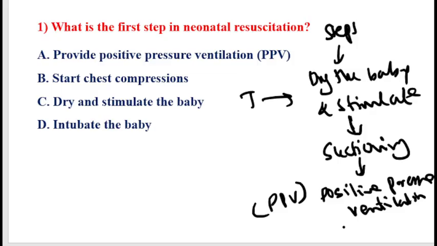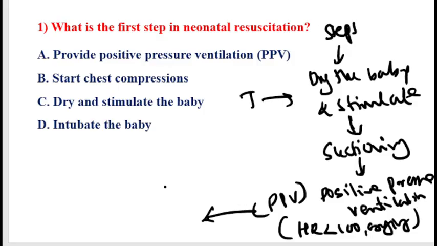If the heart rate is less than 100 and the baby is still not crying, then we have to start with positive pressure ventilation. And then what we need to do if still the baby is not crying and heart rate is less than 60.